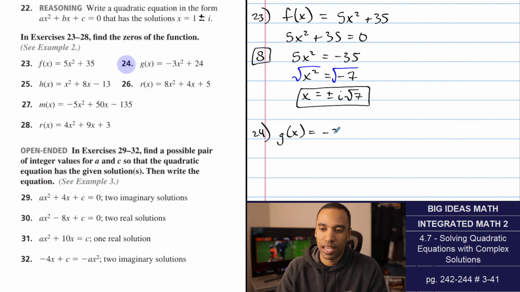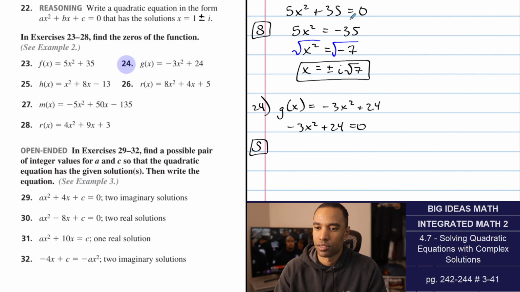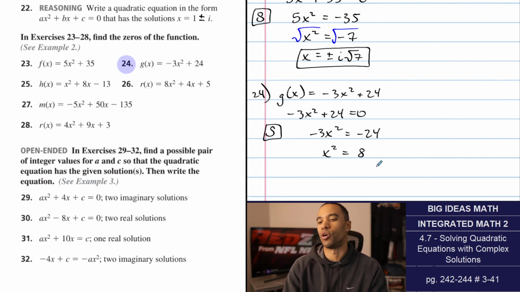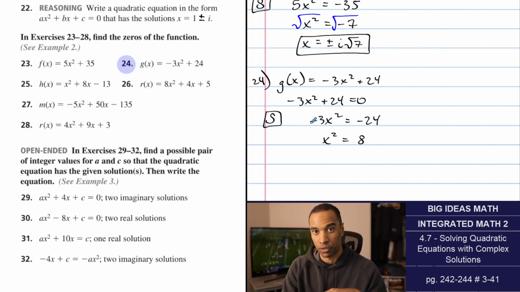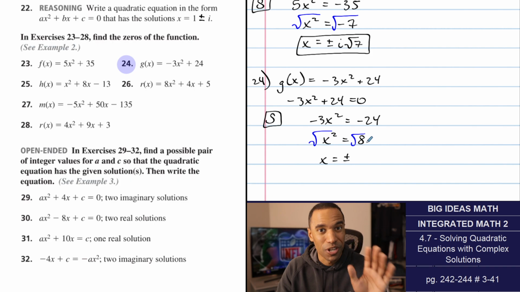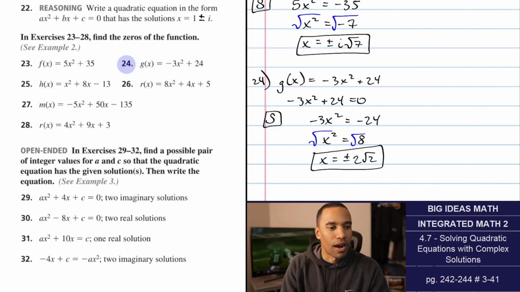So g of x equals negative 3x squared plus 24. Setting it equal to 0. I'm once again going to solve this thing using square roots, and we will get negative 3x squared equals negative 24. Divide both sides by negative 3, and it's a positive 8. So when we take square roots, see, this is another reason you don't want to take square roots early. You want to isolate this thing and make sure that you know that we're about to get into positive territory when before it looks negative, and it really wasn't. Take the square root of both sides, you get plus or minus. There's no I, right? And this is 2 root 2.